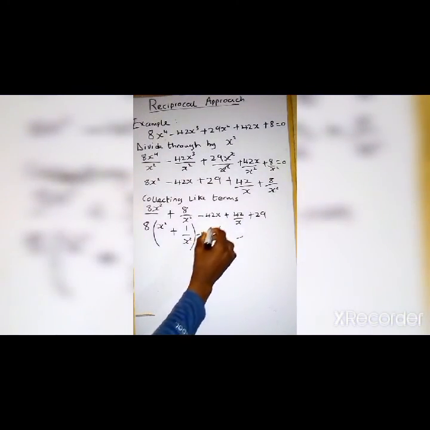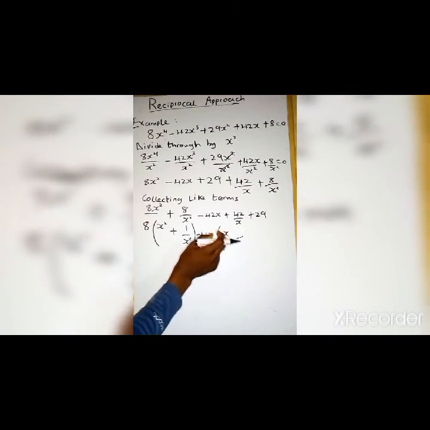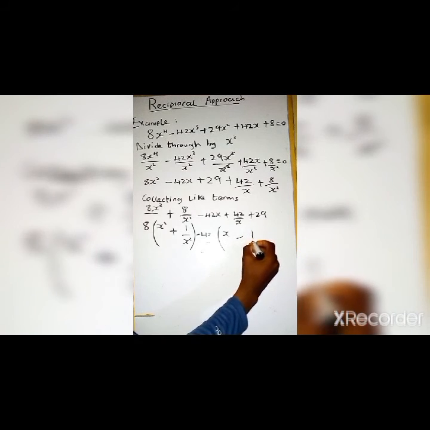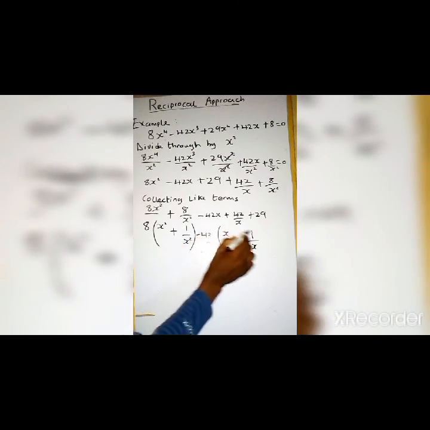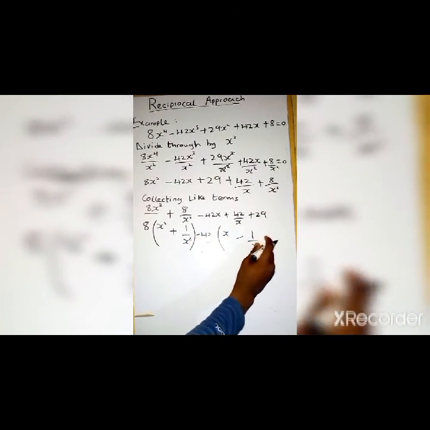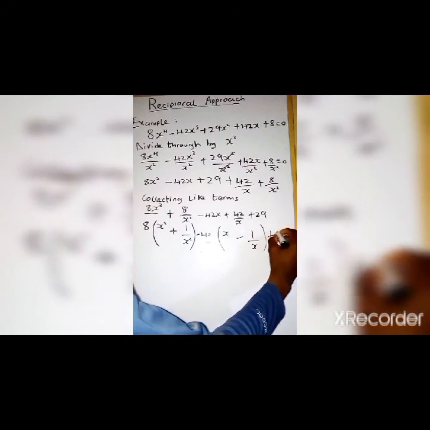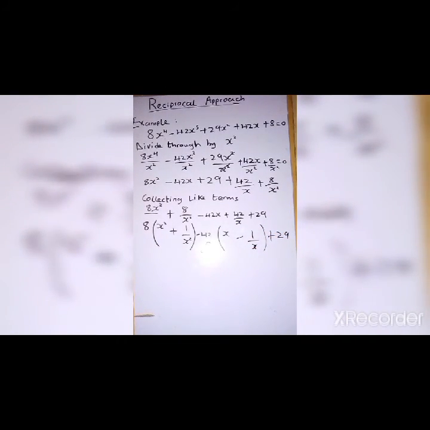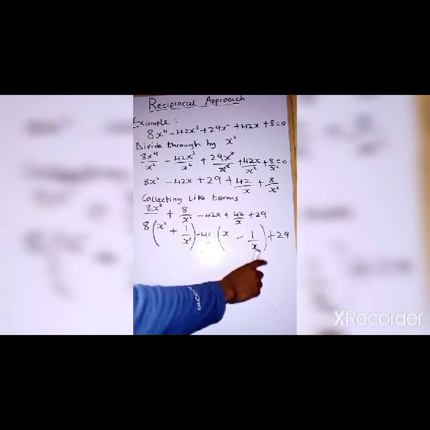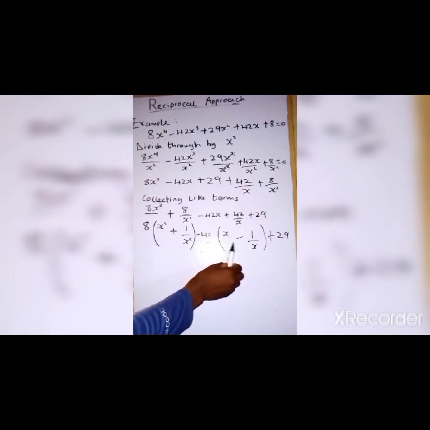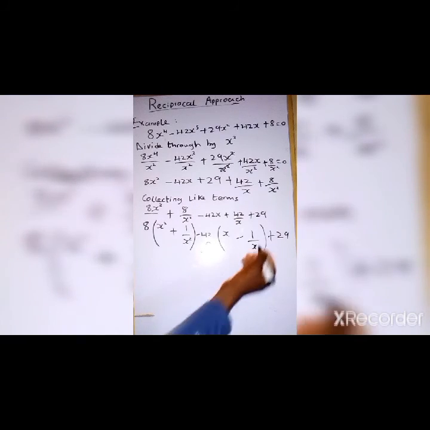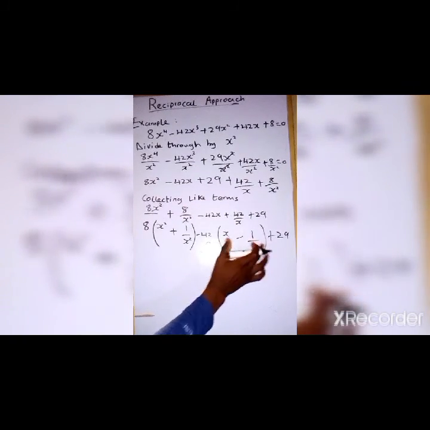So we now have 42 times x, which will give us minus 42x. So minus 42 times minus 1 over x: minus times minus becomes plus, 42 times 1, 42 over x. So we close the bracket, plus 29. Now this x minus 1 over x, we represent it as a letter. When we represent it, we find a way to get this in terms of the letter. So let's represent this as p.